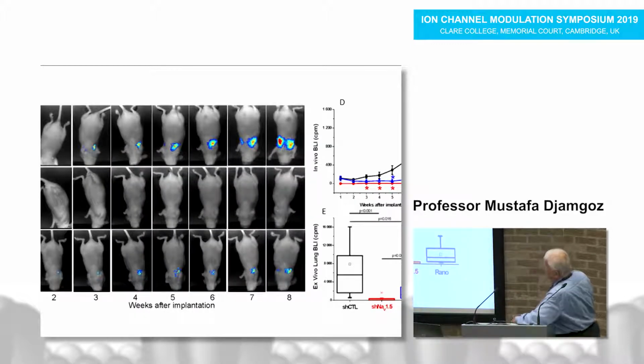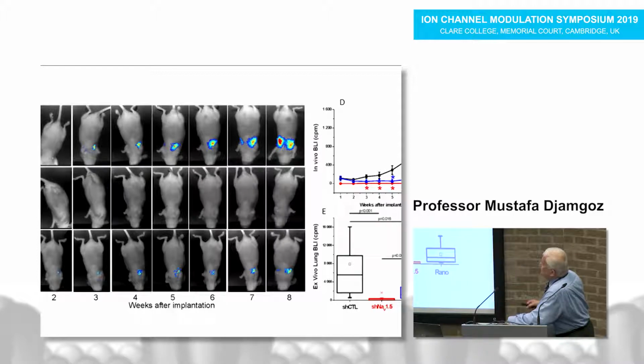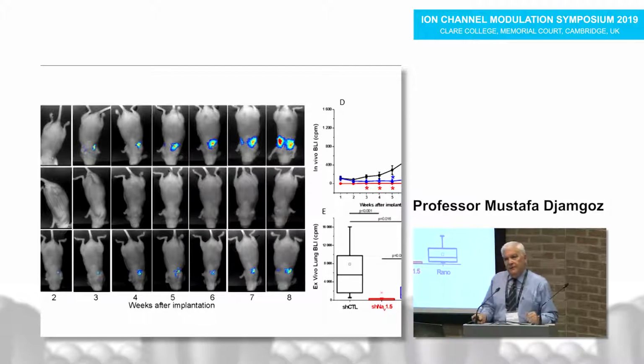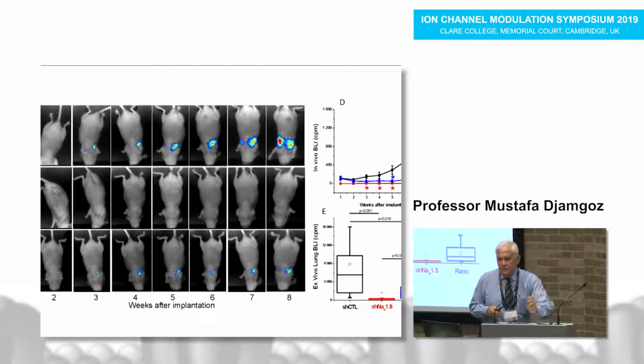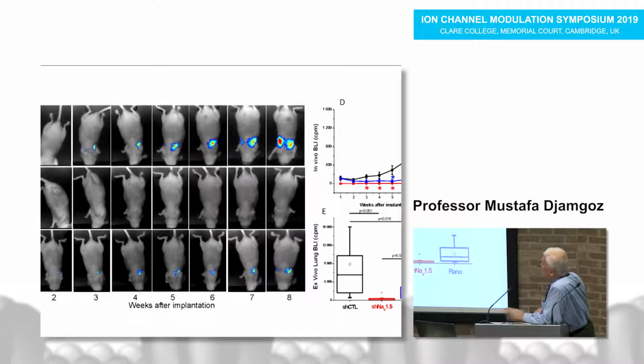Here are some data from our other friends in Tours in France. They did two things here. So this is another model of breast cancer metastasis. It's a so-called tail vein model, so the cells are injected into the tail vein. It's a bit of a cheat, actually, because you're sort of bypassing half the metastatic cascade by going directly into the circulation.